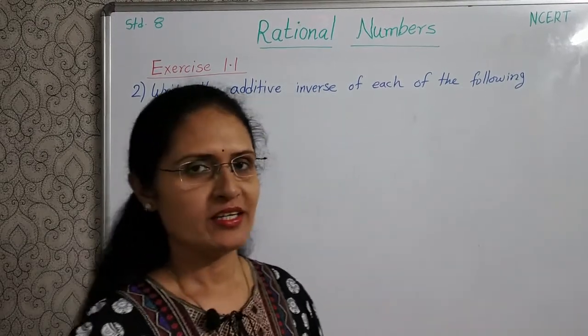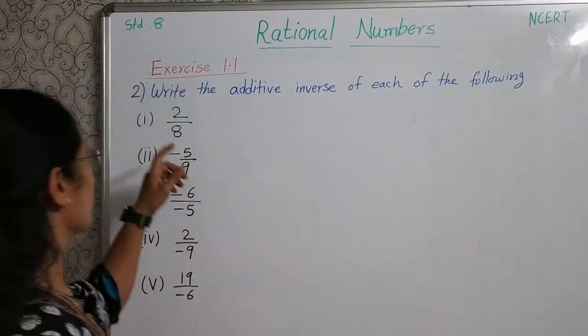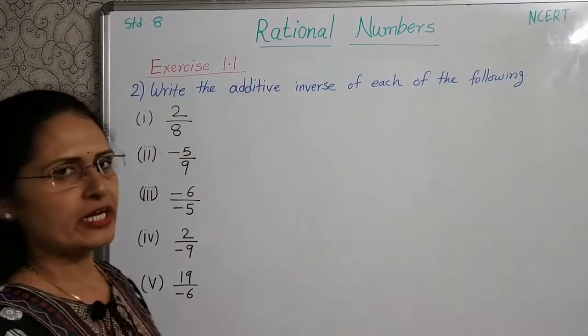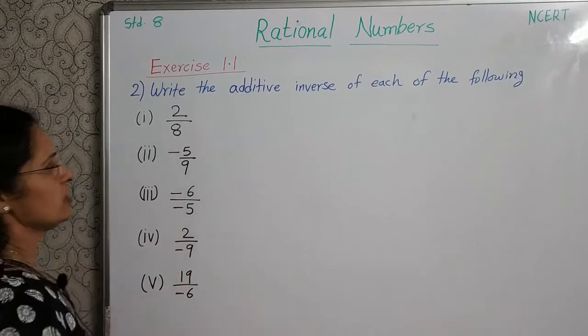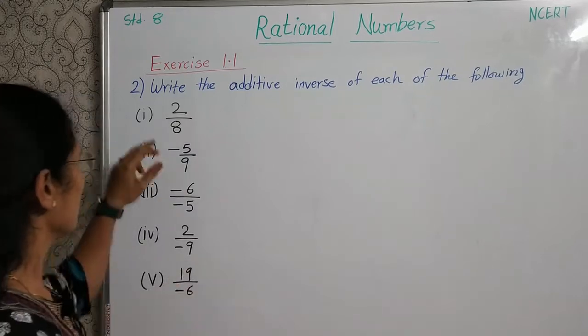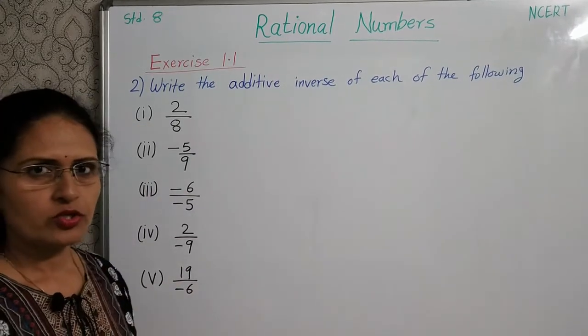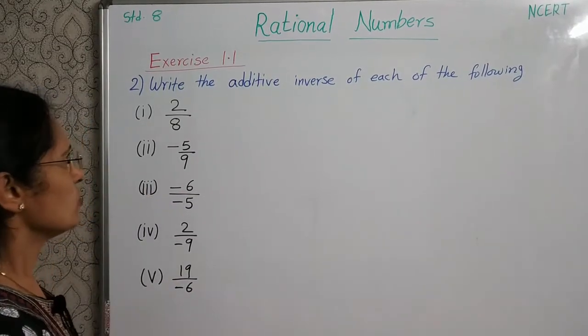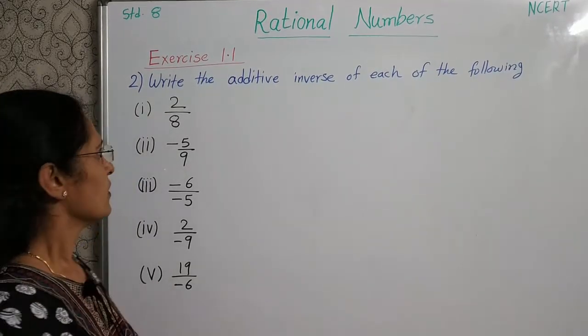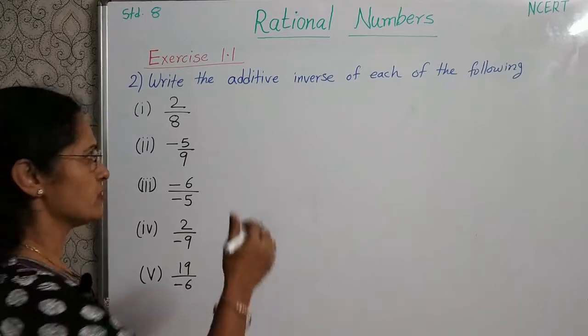I am Nilima Patil. Now we will see how to solve question 2 of exercise 1.1 of rational numbers. The question is, write the additive inverse of each of the following. In that, first is given 2 by 8. Now to write the additive inverse, you just change the sign and you will get the additive inverse.